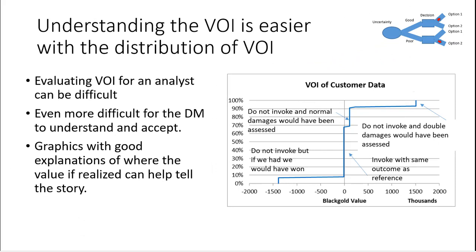And finally, if we have information on both, we can achieve a higher expected value with really no change in the risk. So the point of this video is to understand that the value of information is easier to understand with the distribution of the value of information. VOI can be difficult for an analyst and even more difficult for them to explain to the decision maker. Graphics with good explanations of where the value is being realized from the VOI can help tell the story.